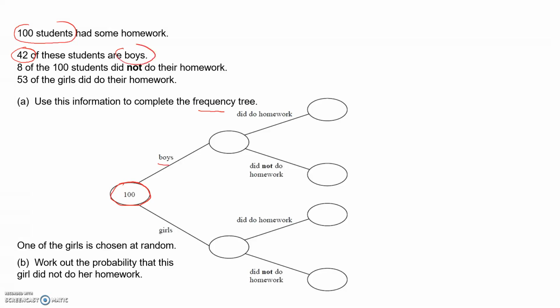Well, we've got boys here, so it looks like I can straight away fill in that frequency. 42 boys, 42 are boys, sorry. Okay, so we can now fill in the girls' number. We've got 100 students in total, 42 are boys. So if we do 100 subtract 42, I think we get 58. So 58 girls. Okay, so we've got 2 boxes filled in.